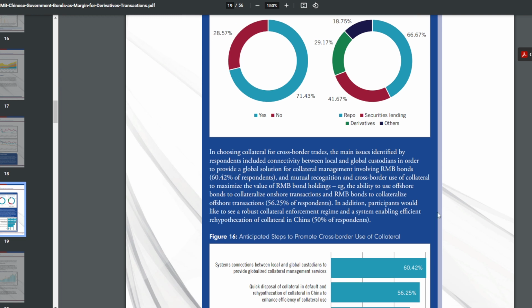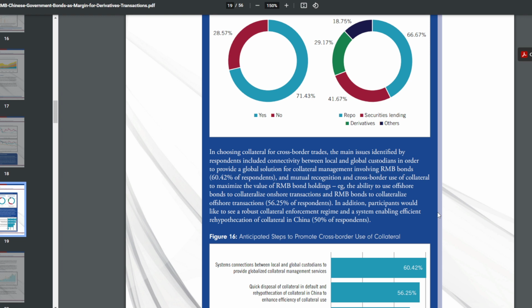And so it says, in choosing collateral for cross-border trades, the main issues identified by respondents include connectivity between local and global custodians in order to provide a global solution for collateral management involving RMB Chinese government bonds. And it says 60.42% of the respondents want mutual recognition and cross-border use of collateral to maximize the value of RMB bond holdings. The ability to use the offshore bonds to collateralize onshore transactions and RMB bonds to collateralize offshore transactions. In addition, participants would like to see a robust collateral enforcement regime and system enabling efficient rehypothecation of collateral in China.